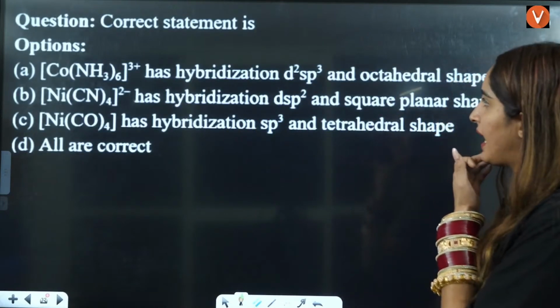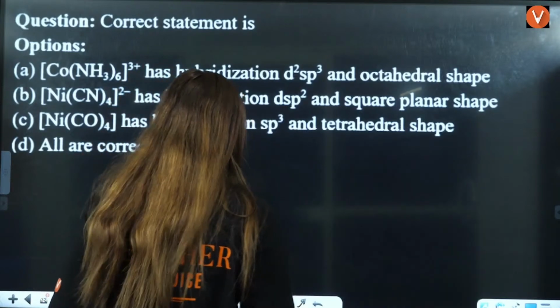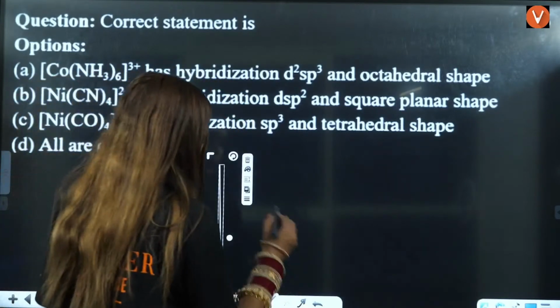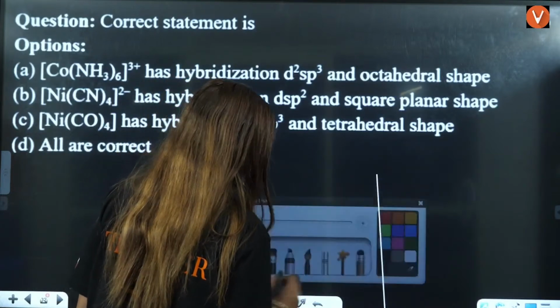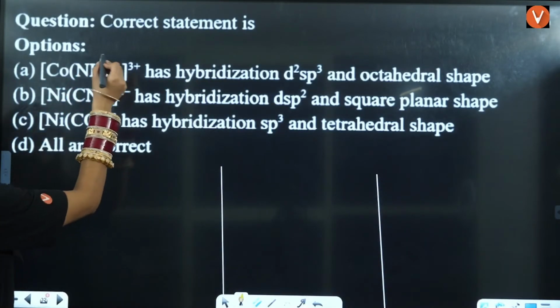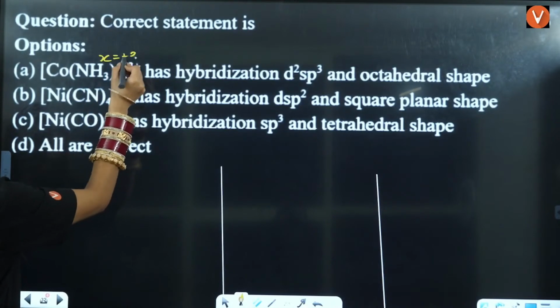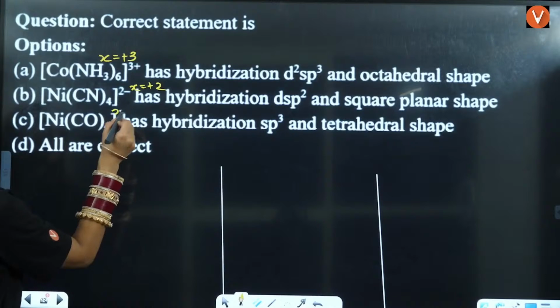Next is hybridization. Now they are asking you the hybridizations here. So beta, for hybridization make 3 columns here. Okay? Let us find out the hybridization for all of them. First, the oxidation number here is X equals plus 3. Here the oxidation number is X equals plus 2. Here the oxidation number is 0.